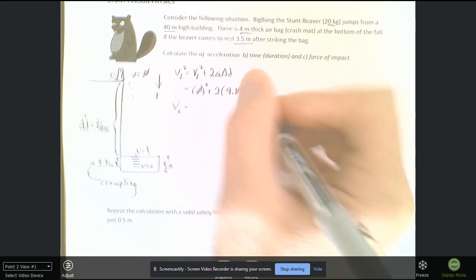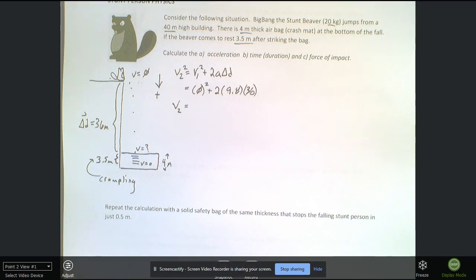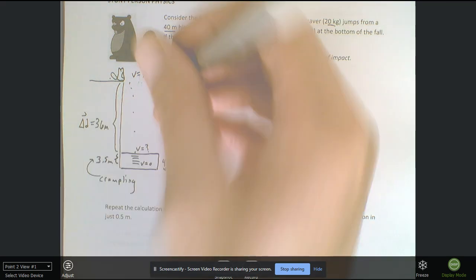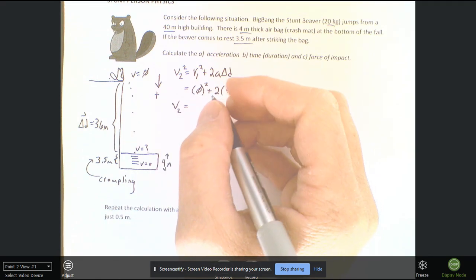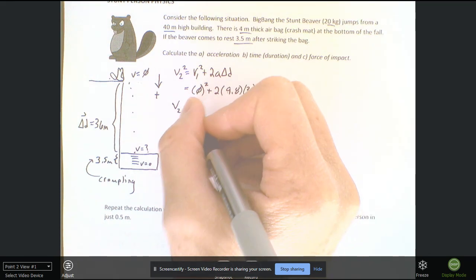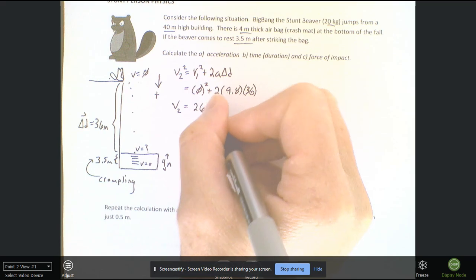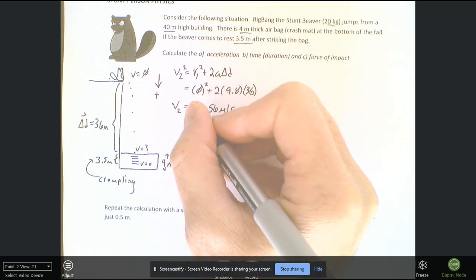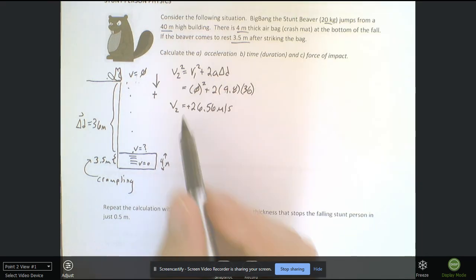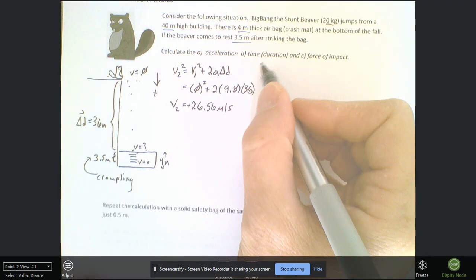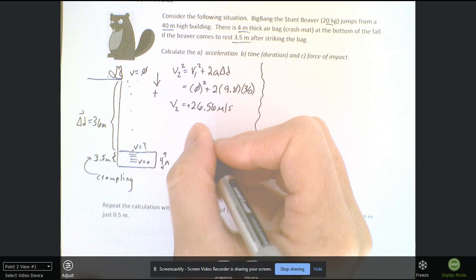And so we go 2 times 9.8 times 36, and then we have to square root it, and we take the plus or minus, but since he's moving down, we know the answer is 26.56. And we're going to choose the positive value because he's moving down, and we chose down as positive. All right, so that's how fast he hits the mat. Now we just figure out the acceleration. So this is step 1.